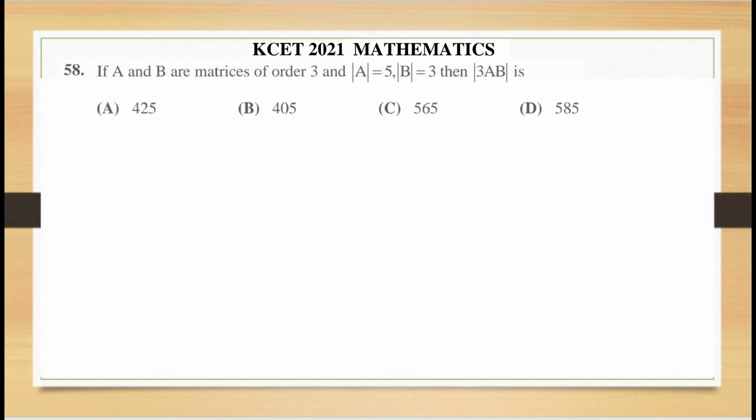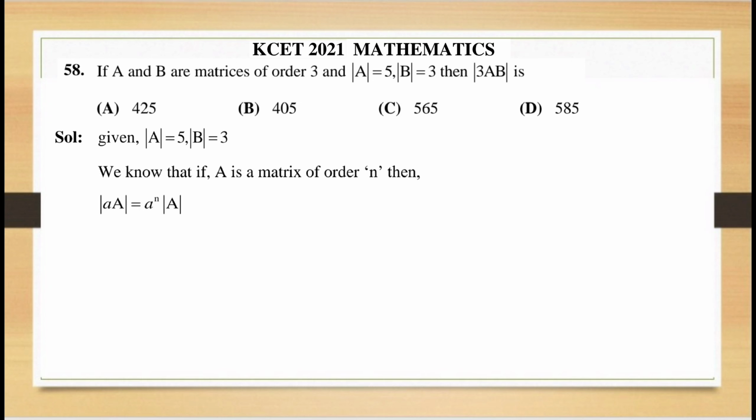58th question is, if A and B are matrices of order 3 and determinant A equals 5 and determinant B equals 3, then determinant of 3AB is. So given that determinant A equals 5 and determinant B equals 3. We know that if A is a matrix of order n, then determinant of kA equals k power n into determinant A. Therefore, since here A and B are matrices of order 3, determinant 3AB equals 3 power 3 into determinant A into determinant B, which equals 27 into 5 into 3, which equals 405. So option B is correct.